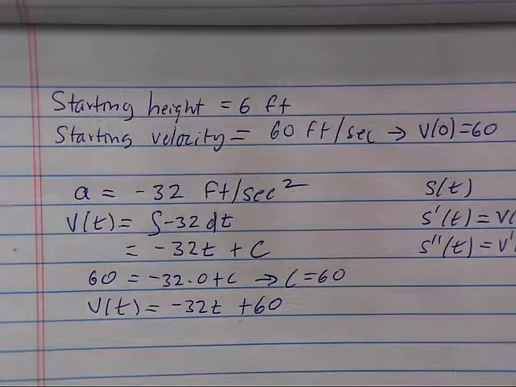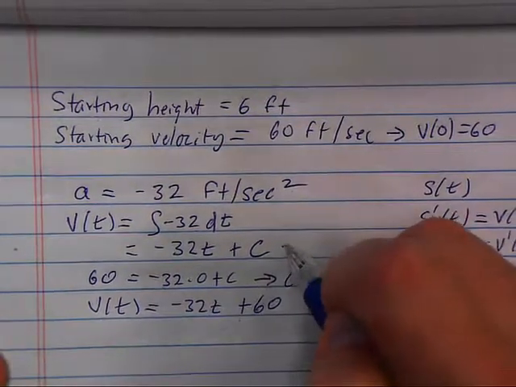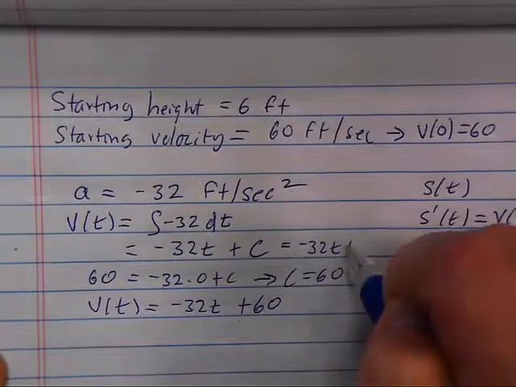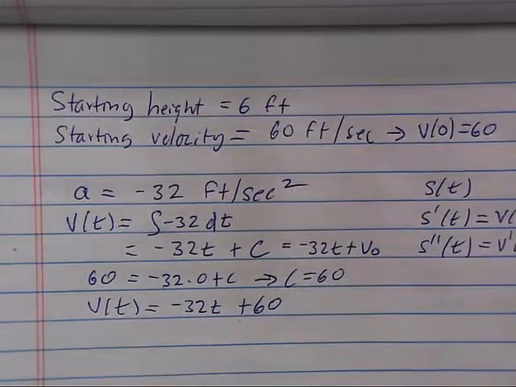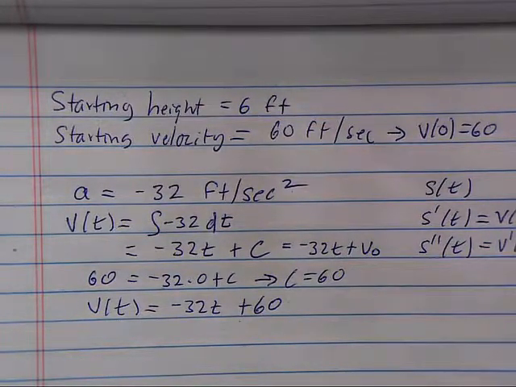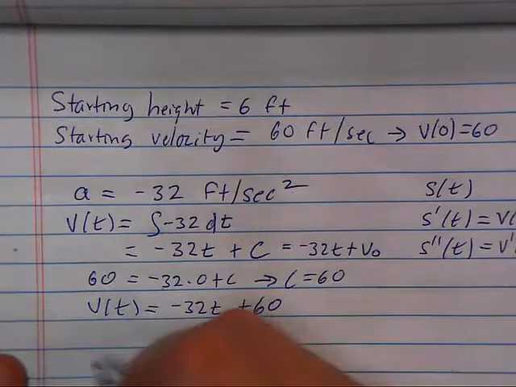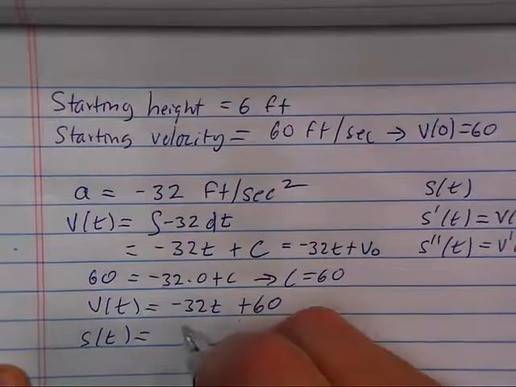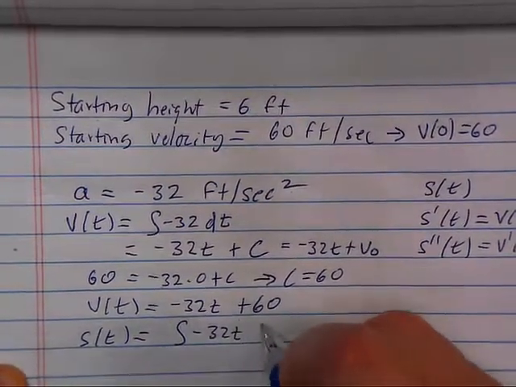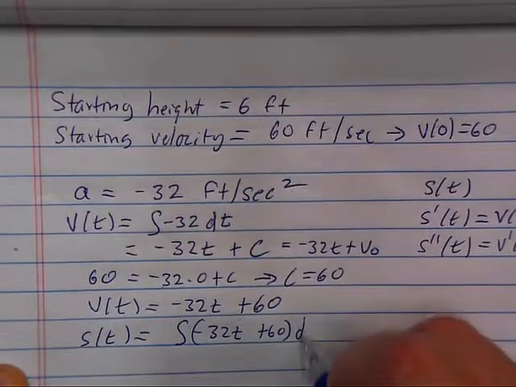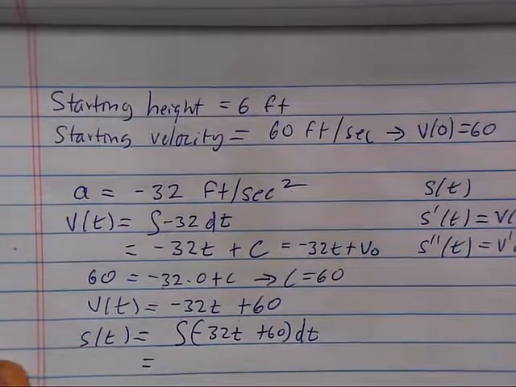So that's starting velocity. Instead of using plus c for these problems, quite often they'll write negative 32t plus v0. They won't use c, they'll use v0 for starting velocity. All right, now what do I do now that I know my velocity function? Antiderivative to find my position function. So s of t is the antiderivative of negative 32t plus 60 dt. What's the antiderivative of negative 32t plus 60?